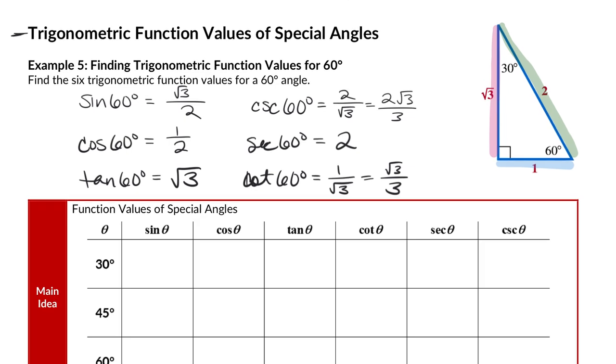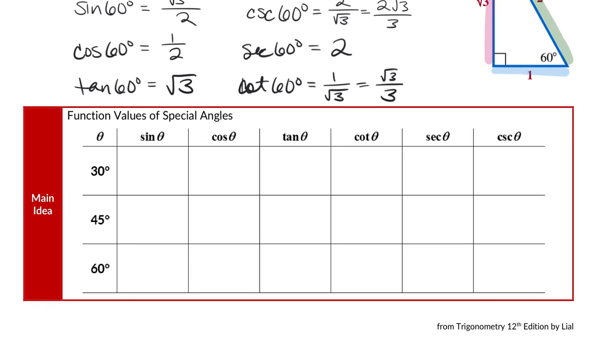But let's go ahead and write down the values of these special right triangles for all 6 trig functions. We already have the bottom row because the bottom row is 60 degrees. So let's go ahead and fill that out. This is square root of 3 over 2, 1/2, and then square root 3.